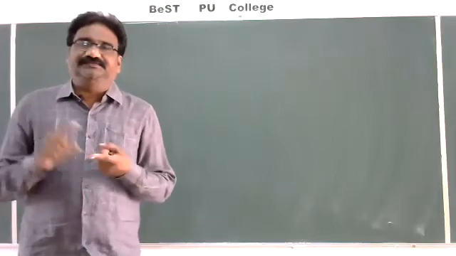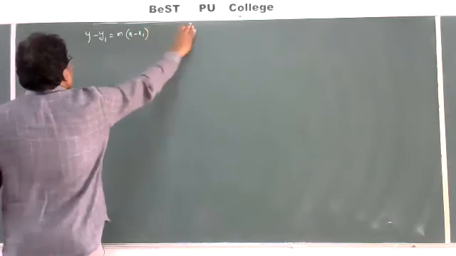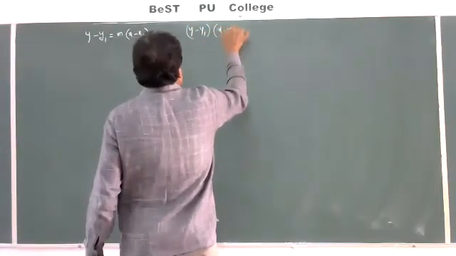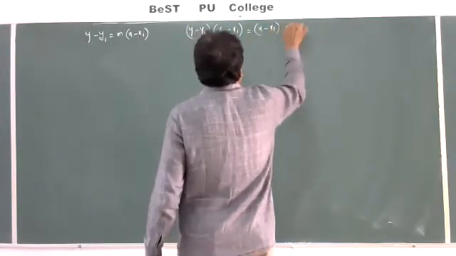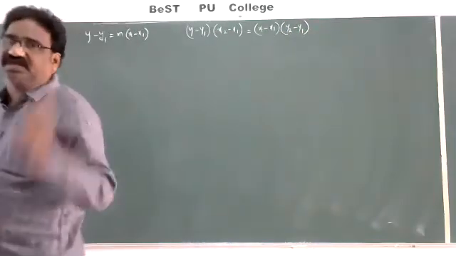In 2.2, we will discuss some concepts, but we have already discussed the point and slope form, that is y minus y1 is equal to m into x minus x1. We also discussed the two-point form, that is y minus y1 into x2 minus x1 is equal to x minus x1 into y2 minus y1. Already we discussed both the theorems.